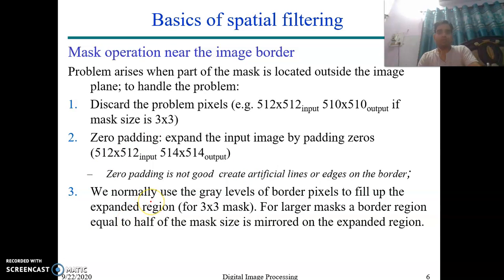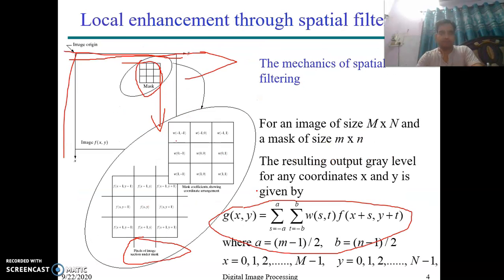So there are some problems when we are moving the mask. Sometimes the scenario will be like this: the mask will be at the boundary. Suppose this mask is at the boundary, then what will happen? Some coefficients of the mask will be outside the image. Then what will we do? Then we have to make decisions.